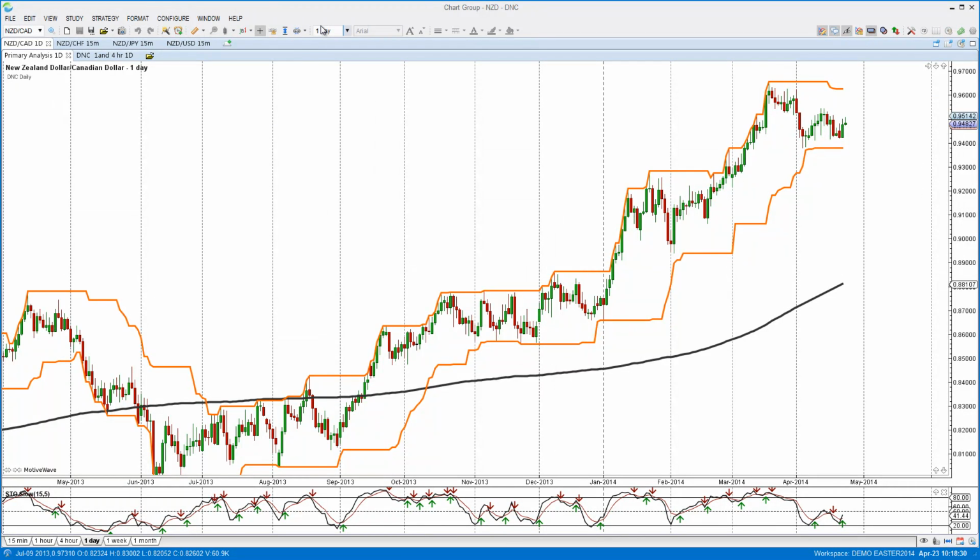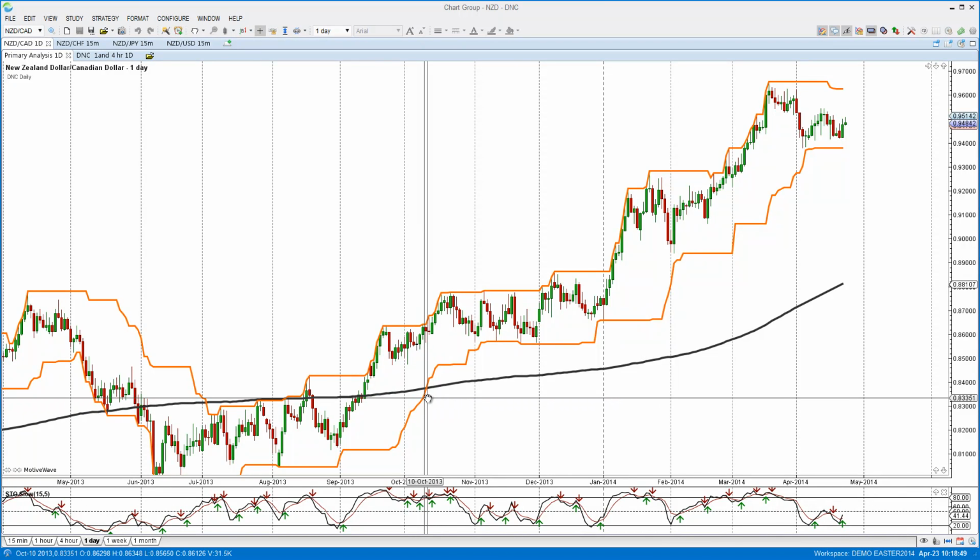Okay, so what we can see on the daily chart currently is still an open buy position. Why do I say still in an open buy position? Just running through to you about the Donchian channel kind of rules.